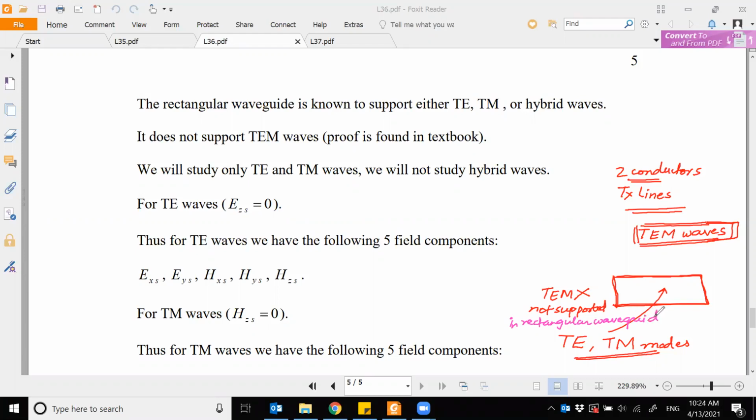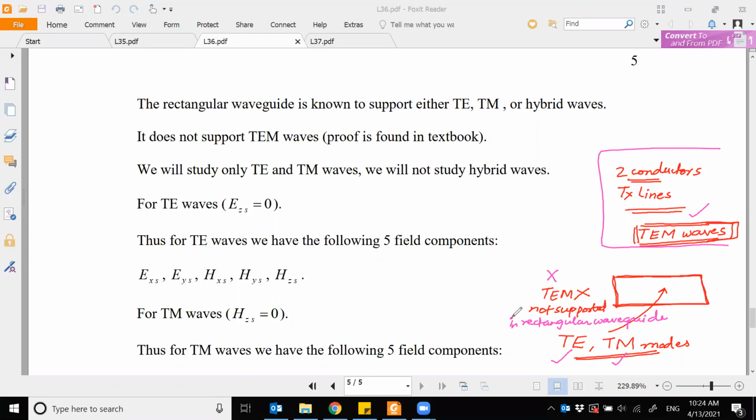Now, why is TEM not supported here, and why can transmission lines not support TE and TM waves, supporting only TEM waves? Here in rectangular waveguides, why can they support only TE and TM waves and not TEM waves? This goes back to the boundary conditions. This is the simplest answer which I can give.